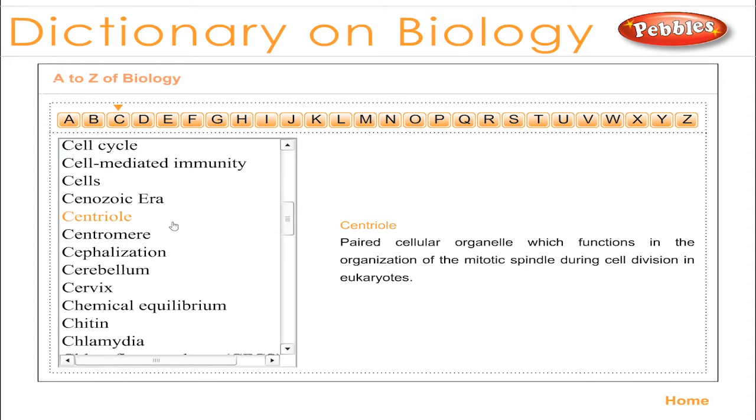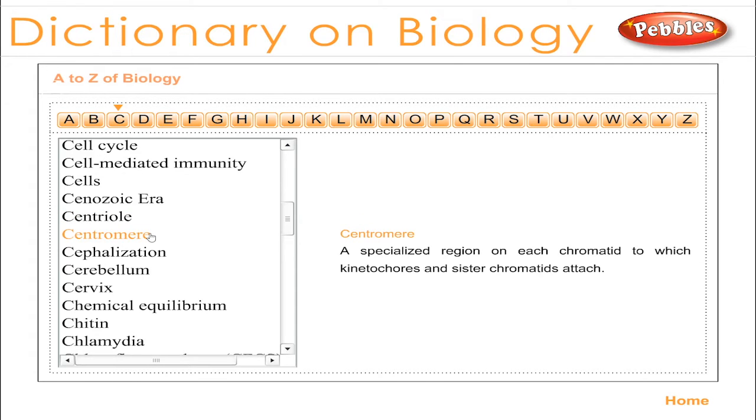Centriole, paired cellular organelle which functions in the organization of the mitotic spindle during cell division in eukaryotes. Centromere, a specialized region on each chromatid to which kinetochores and sister chromatids attach. Cephalization, the concentration of sensory tissue in the anterior part of the body, which is the head.